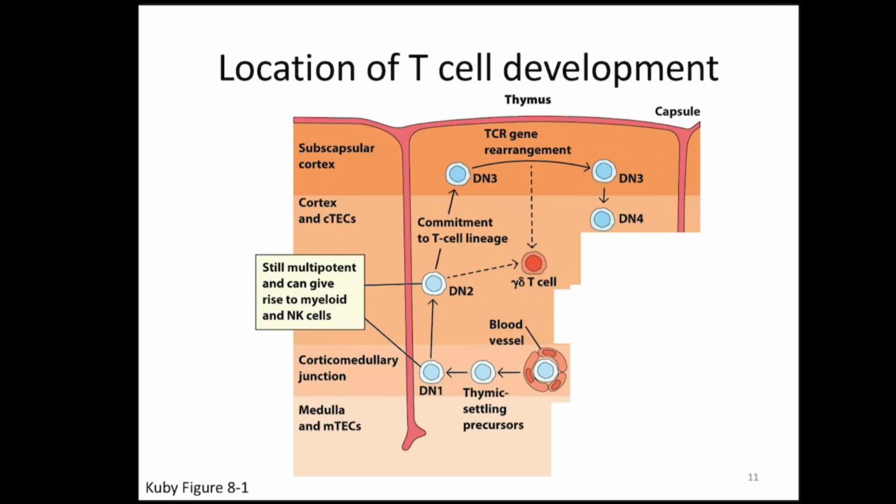And if you remember when I showed you the image of the thymus, the cortex is the one that's super jam-packed with cells. It's because that's where the proliferation is happening. And you can see that proliferation happening here as one of the events that happens when we get a successful beta chain.